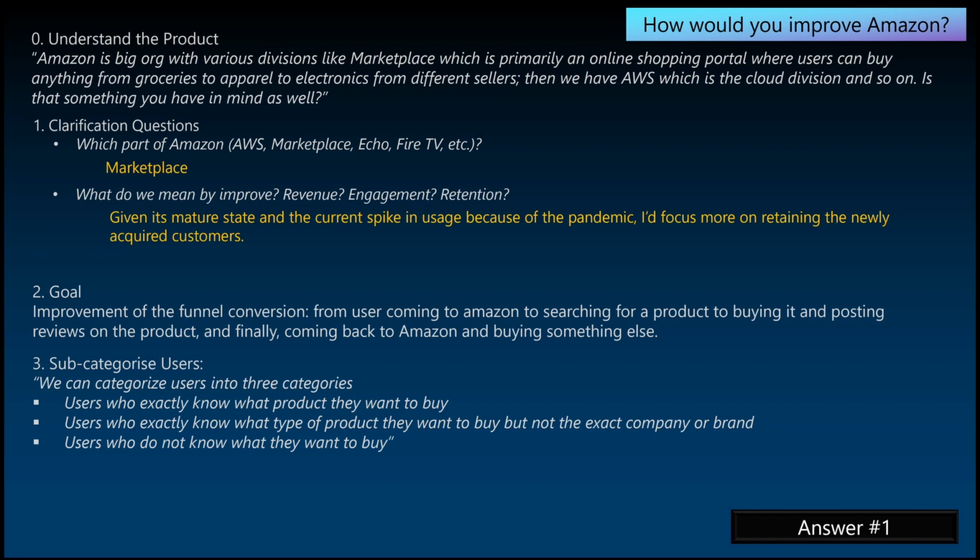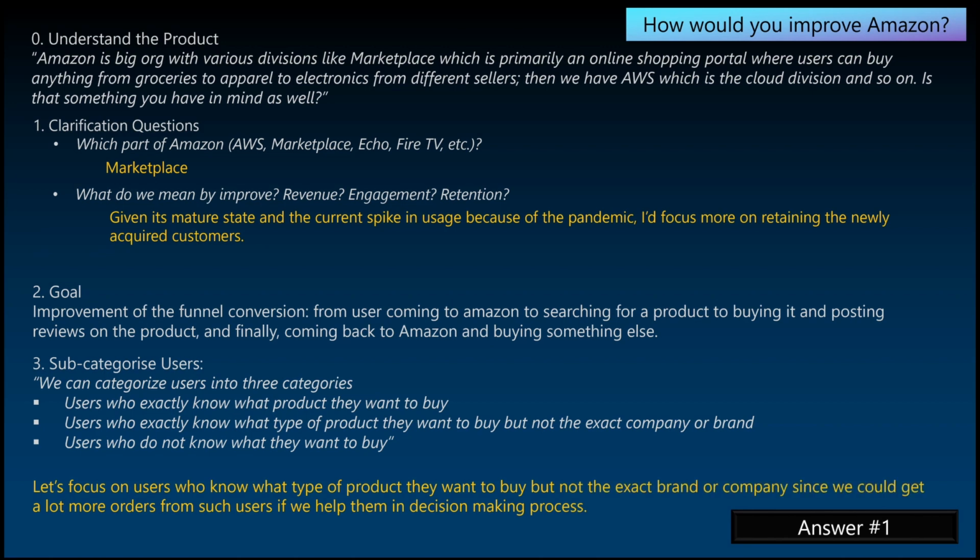So let's say the interviewer actually gives you a choice to pick here. And at this step, what you need to do is you need to justify your choice. He's not looking at picking the correct answer, but he's looking at what reasoning you are giving behind your particular choice. So for instance, you can go something like, let's imagine we are focusing on category 2, users who know what type of product they want to buy, but not the exact brand or company. Since as Amazon, we can get a lot more orders from such users if we help them in the decision-making process.